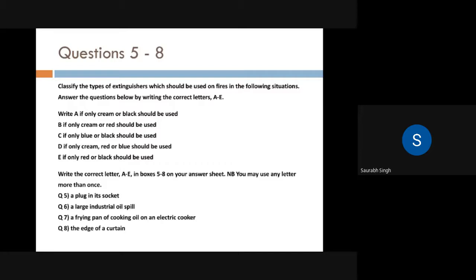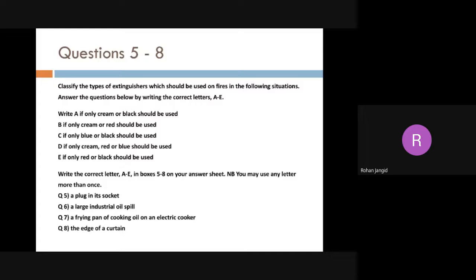A. Yes, any letter can be used more than once. Okay, 7th is C. Yes. Frying pan of cooking oil on an electric cooker. So C says blue or black extinguisher. Okay, and the last 8th one is B. No, it's D. D for Denmark. Yes, ma'am.